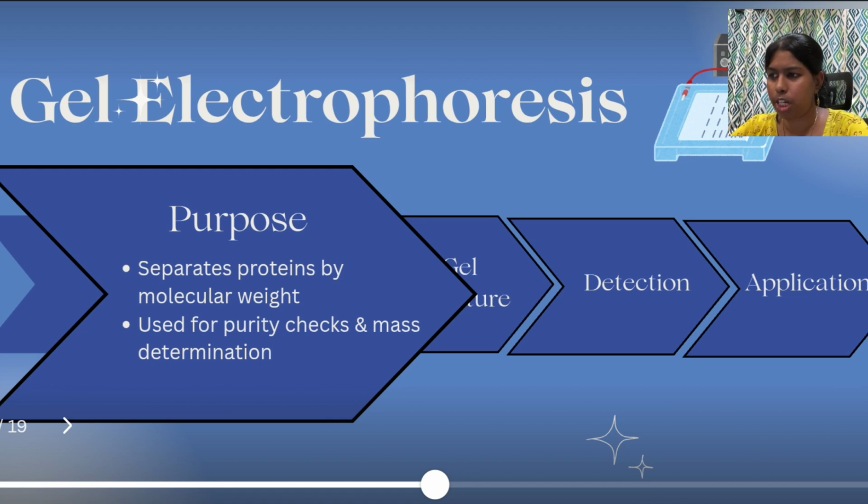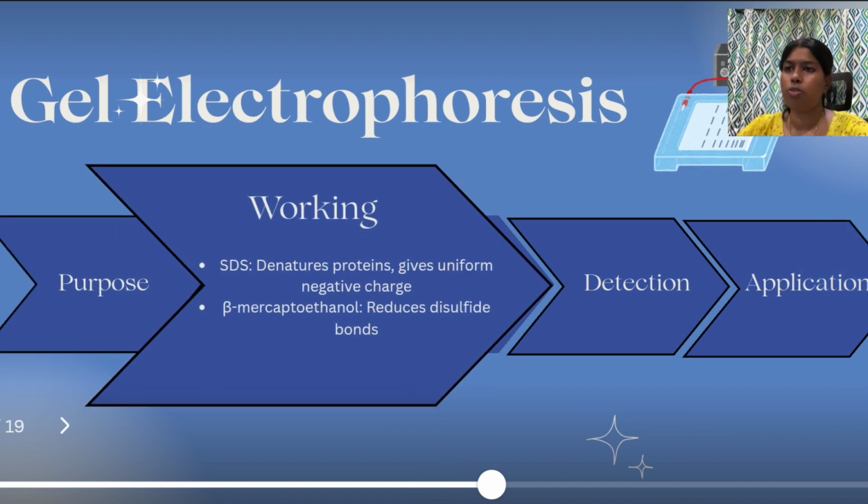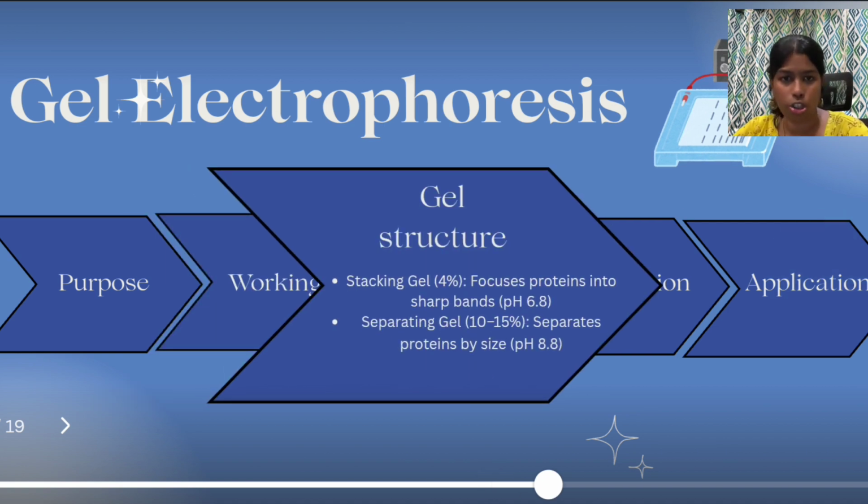The role of SDS, which is sodium dodecyl sulfate, is that it binds to proteins and denatures them, which gives them a uniform negative charge since it is an anionic detergent. It is also used in pair with beta-mercaptoethanol, which helps reduce the disulfide bonds between proteins and further denatures the proteins into subunits. The proteins become rod-shaped, uniformly negatively charged, and separated solely based on size, not shape, not charge.